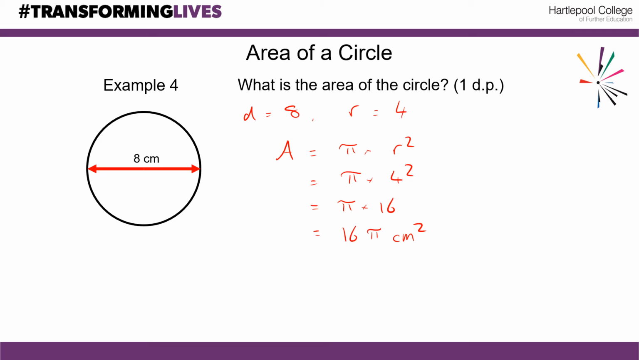But again, the question here is asking us for the answer to 1 decimal place. So in terms of putting that through a calculator, the answer should be 50.265... and we're working in centimeters, so the answer is centimeter squared. Then round that, so the answer is 50.3 because the 2 rounds up because of the 6 after it. Don't forget your unit, you're working in centimeters squared.